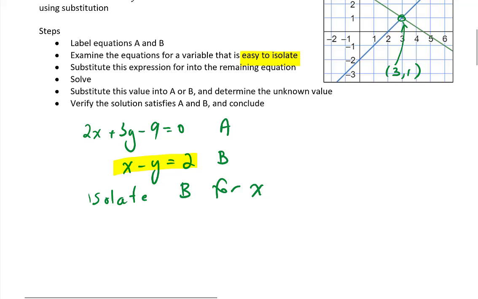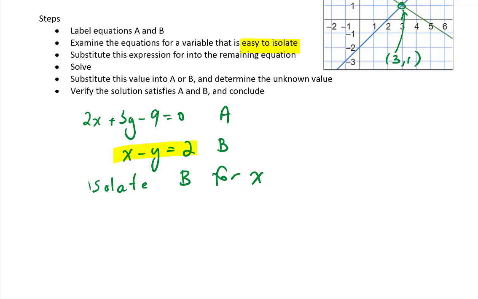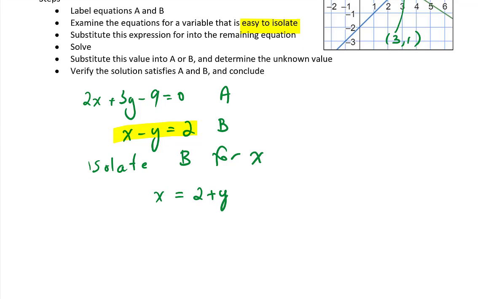What that means is I'm going to get x by itself on the left side and everything else on the right side. So I have x minus y equals 2. If I want to get x by itself, I'm going to add y to both sides. So I'm going to get x equals 2 plus y, or y plus 2. I'm going to call that equation B star for now. So it's a modified version of equation B.